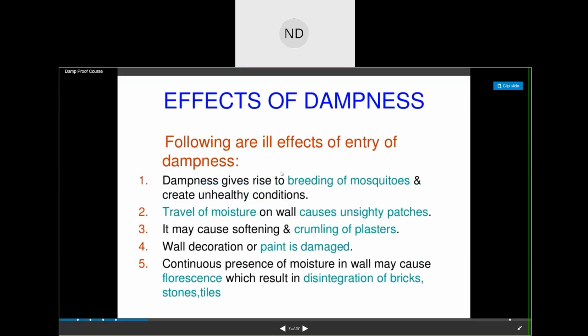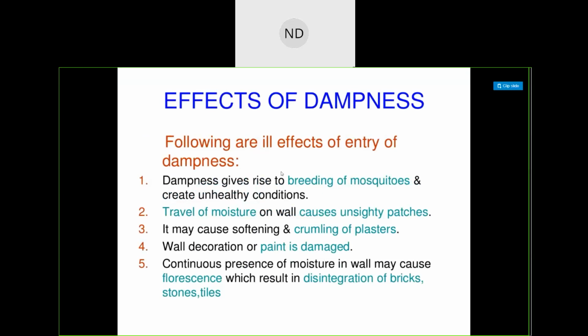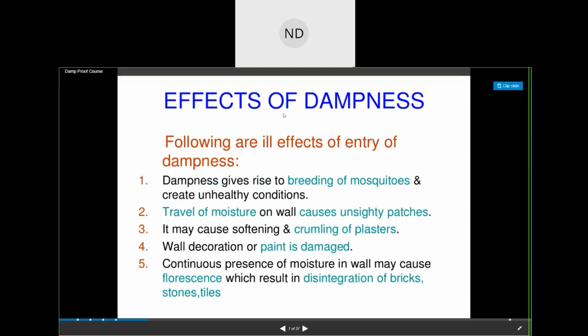Now, what can be the effects? We were talking about the reasons how dampness can happen. Now we'll talk about the effects of dampness. These are the following ill effects of the entry of dampness. Dampness will give rise to breeding of mosquitoes and create unhealthy conditions. Because your structure will be damp on a particular portion, as a result mosquitoes and different unhealthy conditions will occur due to this dampness.